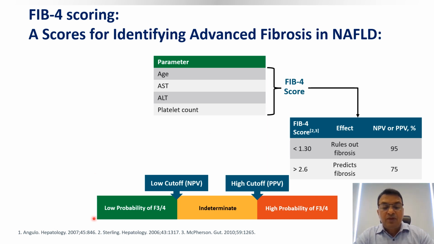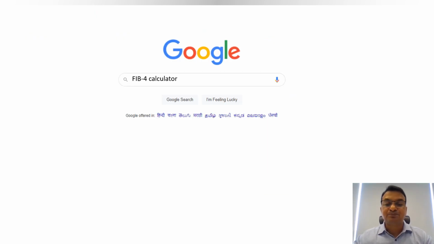Remember, 85% of your NAFLD patients will fall into this category, having FIB4 less than 1.3. And these 85% low risk NAFLD patients do not require referral to the liver specialist. They should be managed at the level of the primary care physician only. So that management we will discuss in later slides.